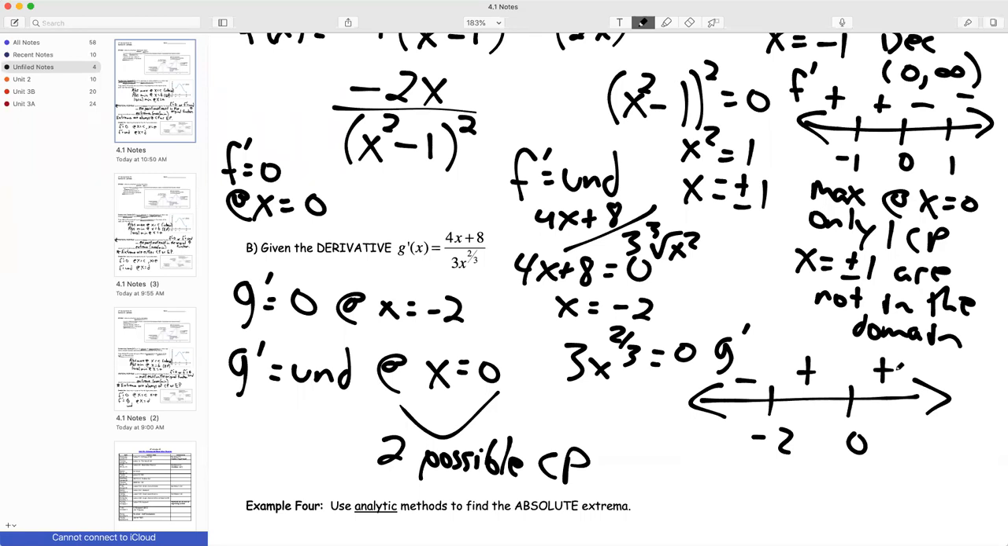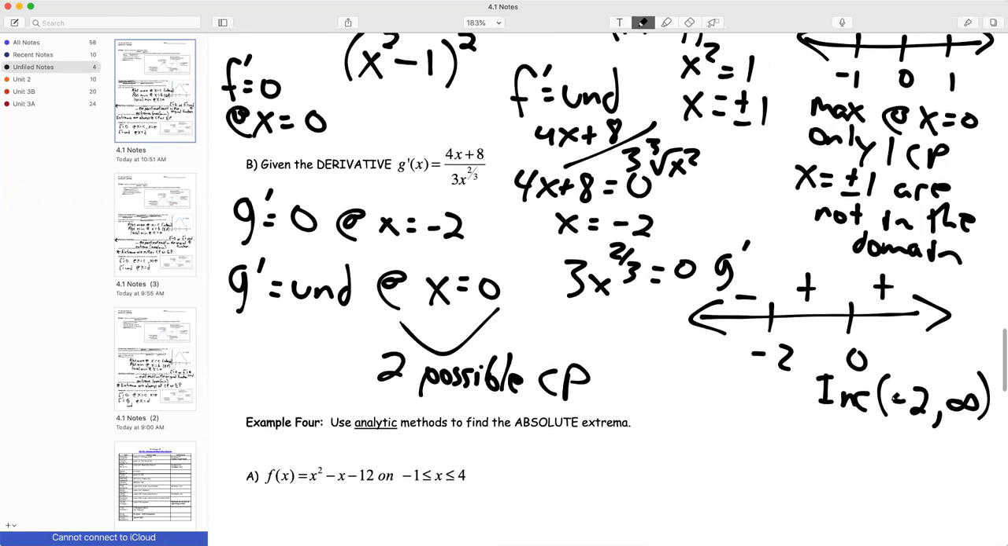So we are going to be increasing from negative 2 to infinity. We are decreasing from negative infinity to negative 2. Is there an extrema at 0? The answer to that is no, because it is increasing and then increasing. Okay, there's no sign change.